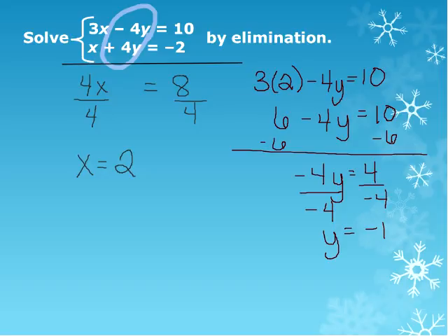Okay, now again, we need to finally write our answer as an ordered pair. So how am I going to write this as an ordered pair? What comes first and what comes second?